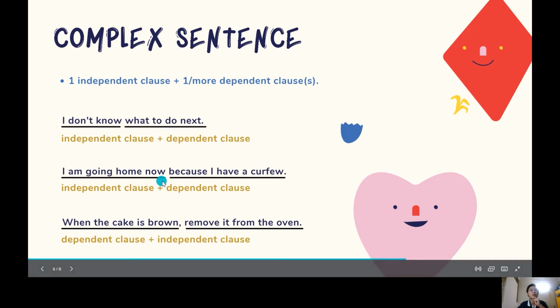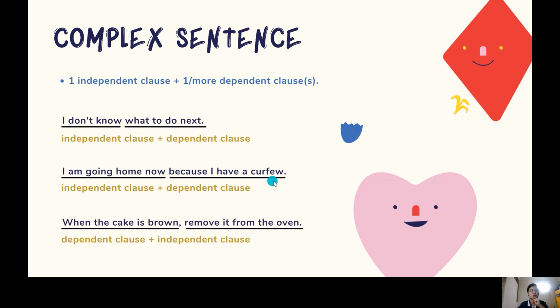I am going home now because I have a curfew. "I am going home now" is an independent clause. "Because I have a curfew" makes sense, but behind it, without the front part, without "I am going home now", it seems that your sentence is hanging upside down. It's like it's not complete yet. That's why it is considered a dependent clause.